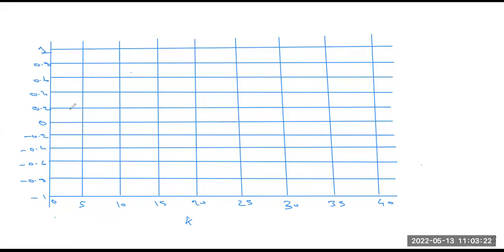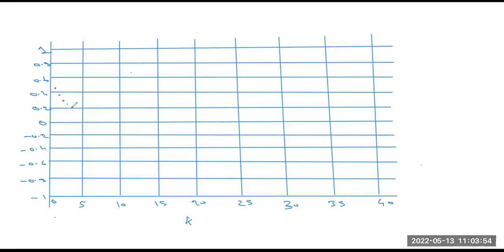Now you have to put the values from the previous table. First, when k is equal to 0, the value is also 0, so this is basically the 0 line. Then again, when k is equal to 1, the value is 0.46, something like that. And so on, you have to put the different values as given.